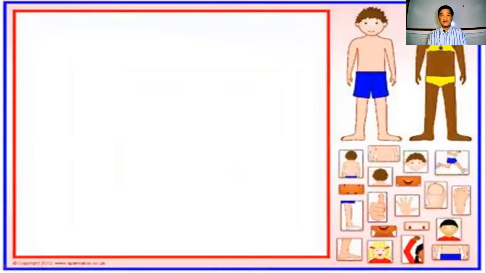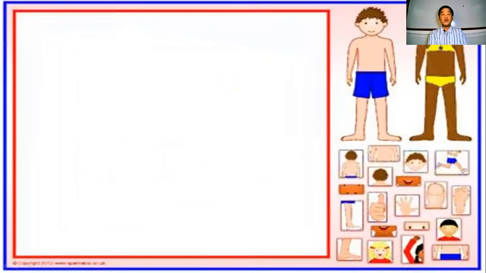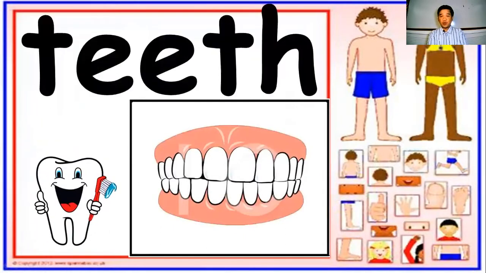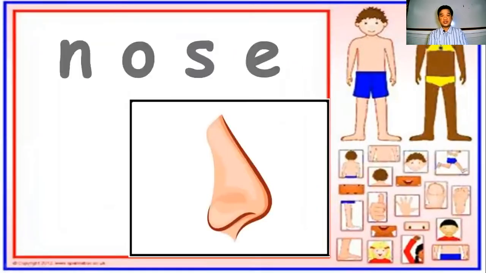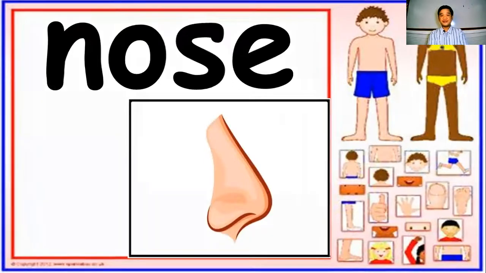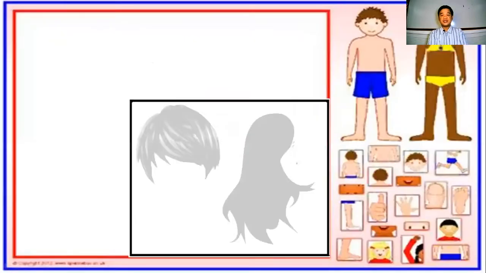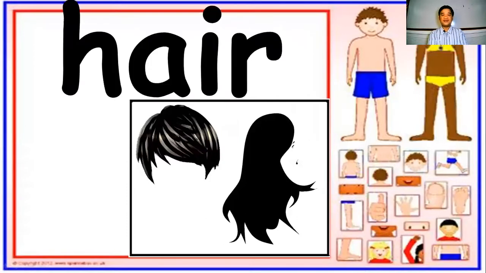Okay, and then we have here what we call the tongue. Okay, and then the last one is what we call the teeth. So these are what we call the parts of our head. Okay, so these are the parts of our head, and then this one, the nose. All right. Okay, how about this one? All right, it's the hair.